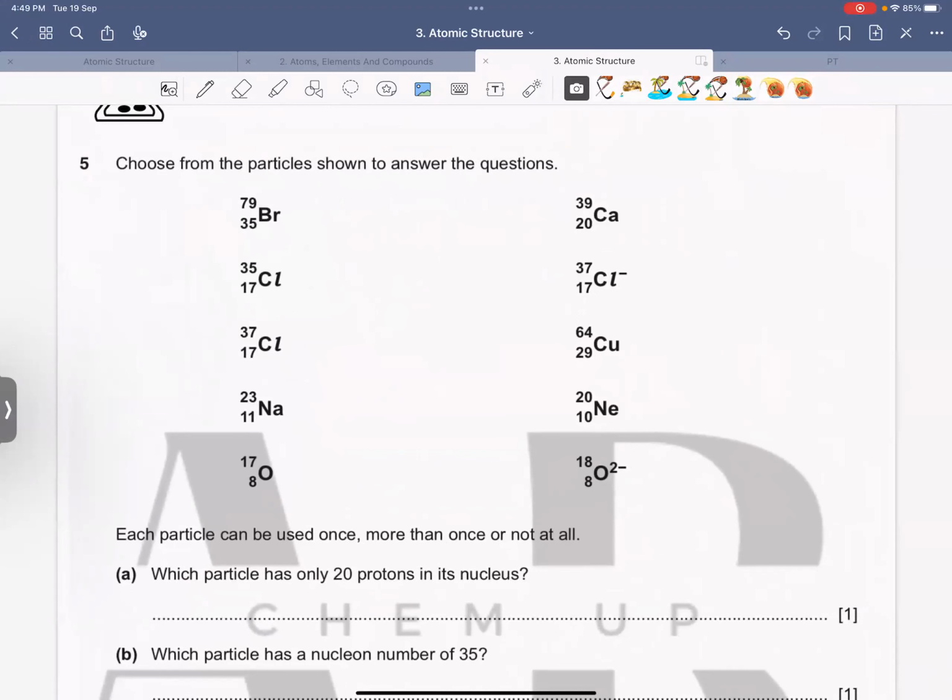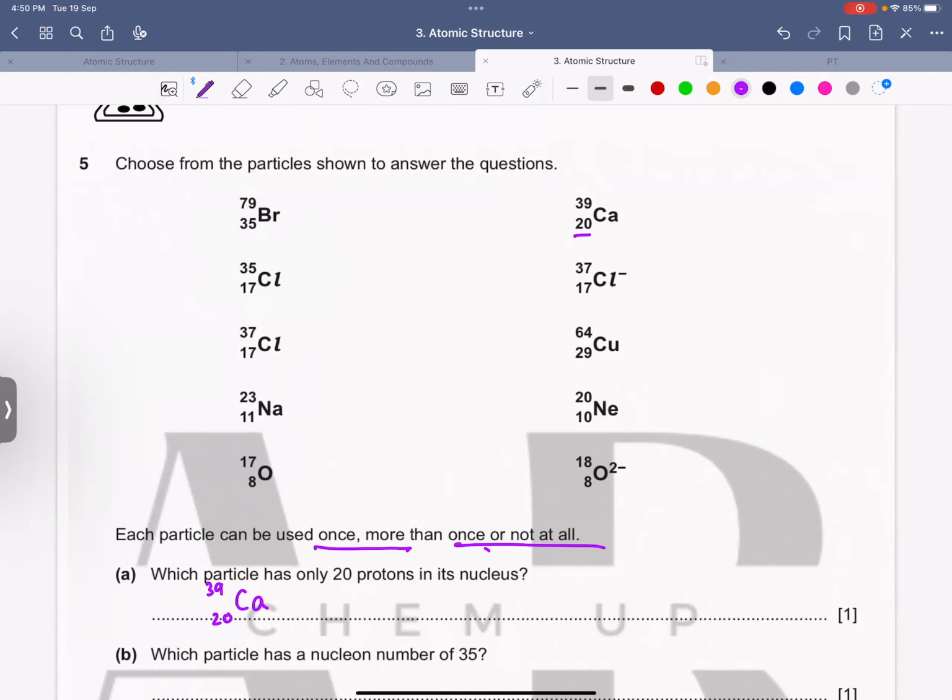Choose from the particles shown to answer the question. It means we have to pick the answer from these particles provided over here. Each particle can be used once, more than once, or not at all. Which particle has only 20 protons in its nucleus? Calcium. Calcium, right? We got a 20 written over here as the lower value. So we have to write this particle as it was written over there.